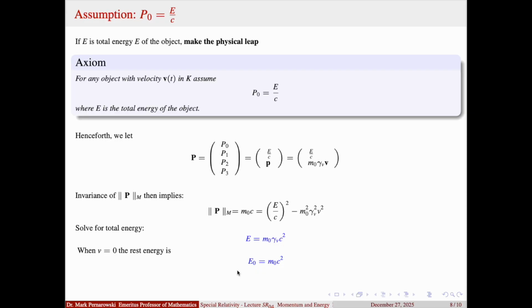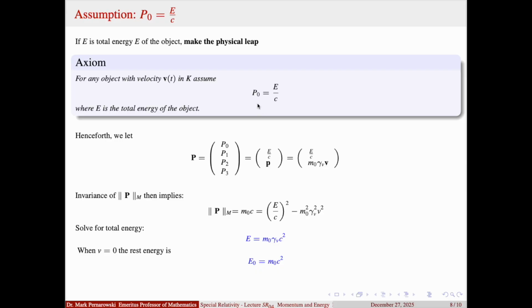The next thing that's typically done is an assumption has to be placed somewhere relating momentum and energy. And there's a rationale, which I'll point out after the fact. But the assumption that's made is that the first component of the four momentum is actually equal to the total energy divided by c. Where does this come from? Well, it's not obvious where this would come from. But let's, for the moment, suppose that this axiom is true. What can we then say?